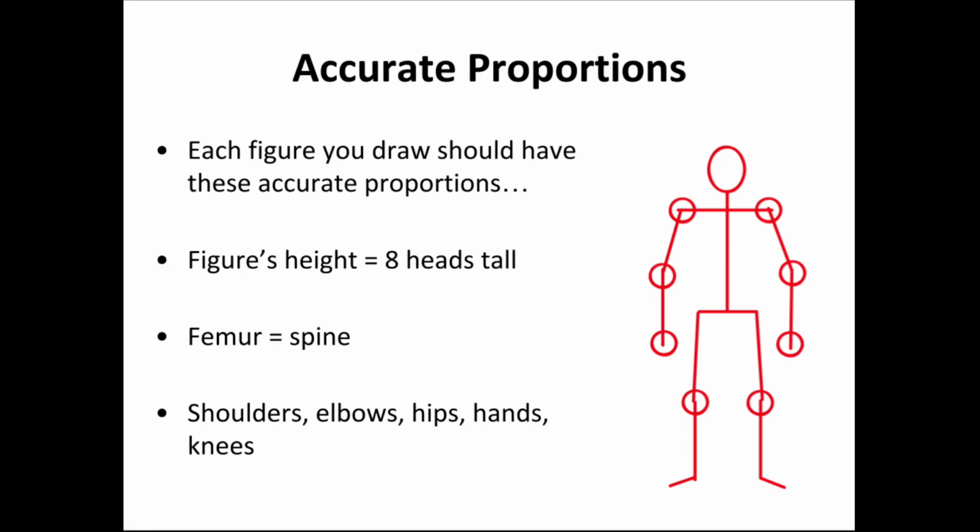When you're drawing, you want to think about these key proportions for your figure. First, the figure's total height should be 8 heads tall. Your femur and spine should be equal to each other, and the progression of body parts should be shoulder, elbows, hips, hands, and then knees. Please use this following video as a resource when completing your figure drawings today.